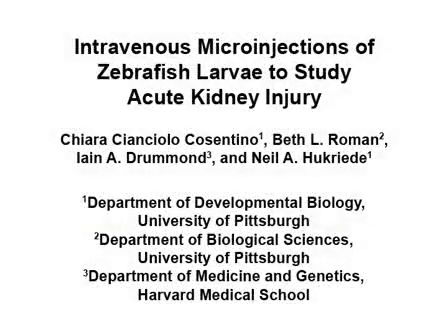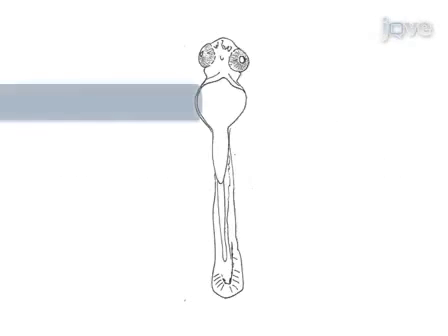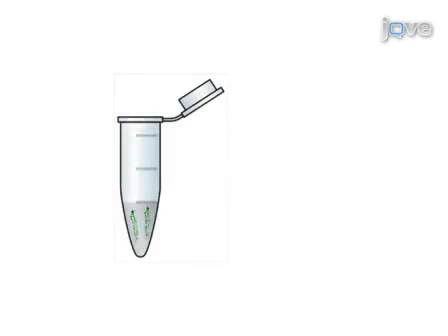The overall goal of this procedure is to create a model of acute kidney injury in zebrafish using the aminoglycoside gentamicin as the nephrotoxin. This is accomplished by first injecting gentamicin into the common cardinal vein of 2 days post-fertilization zebrafish larvae. The second step of the procedure is to score for edematous phenotypes in 4 days post-fertilization injected larvae.